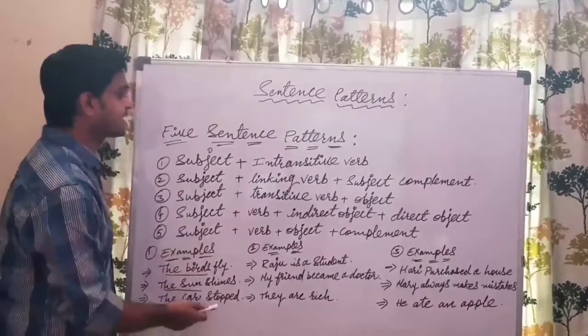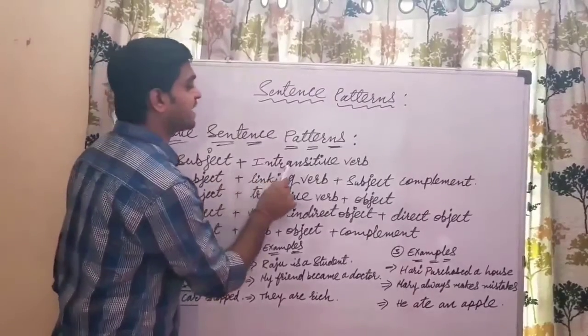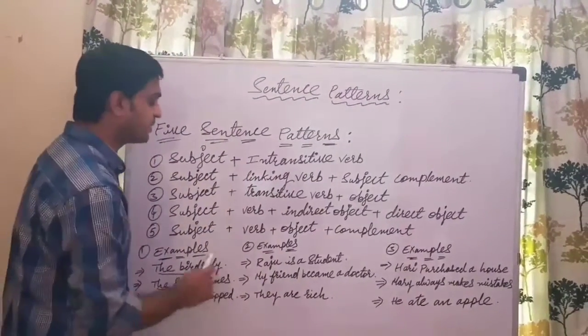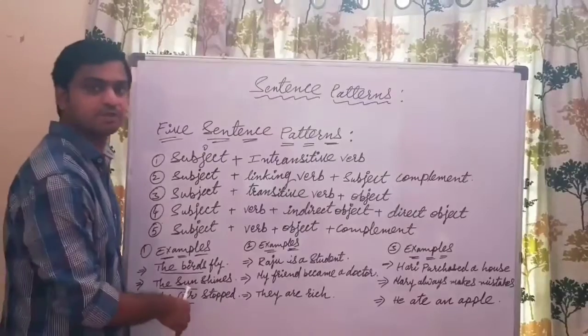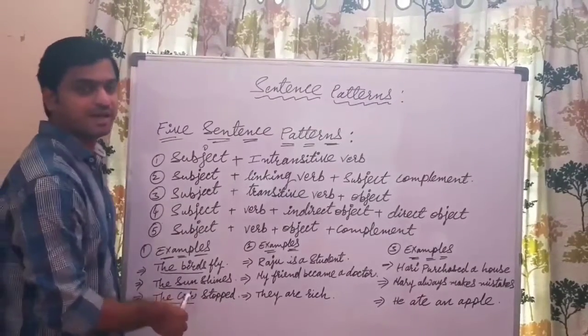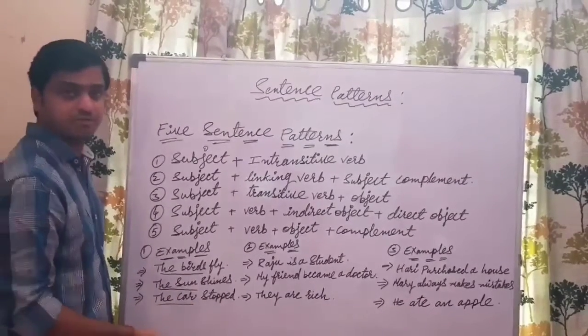So these are the examples for subject plus intransitive verb. Intransitive verb means the sentences are made without an object. If it is like that, we call it an intransitive verb.